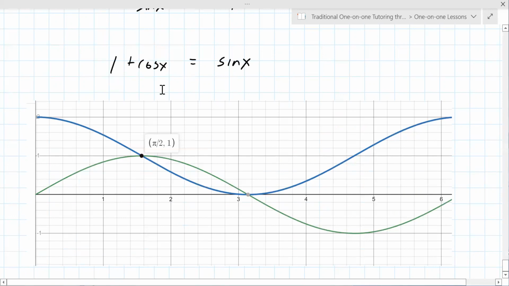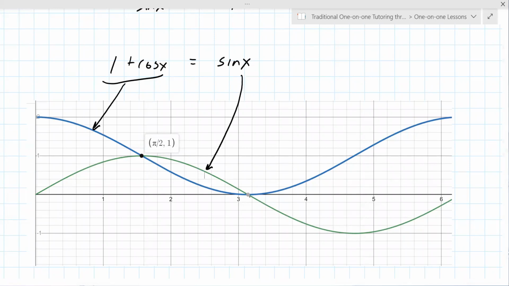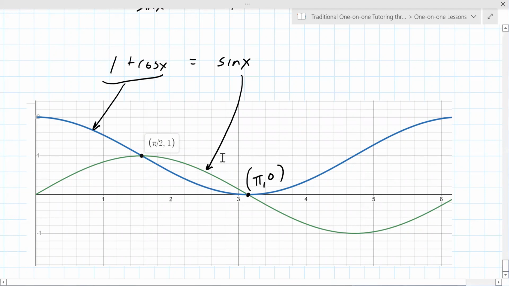The blue is 1 plus cosine x, and the green is sine x. You see that they intersect in two places. This other point is (pi, 0). So the question is, how would you know to go about doing this if you don't have the graphs? Since the answers are on the nice points, and these tend to be the only solutions to problems like this, you check those places on the unit circle.